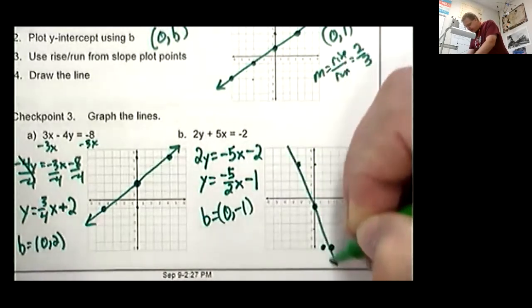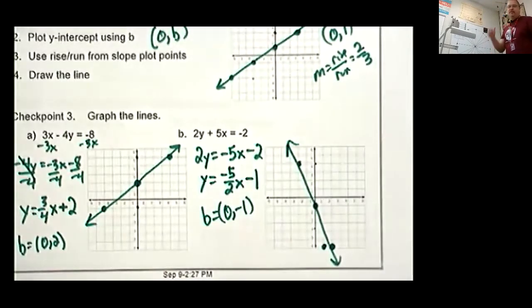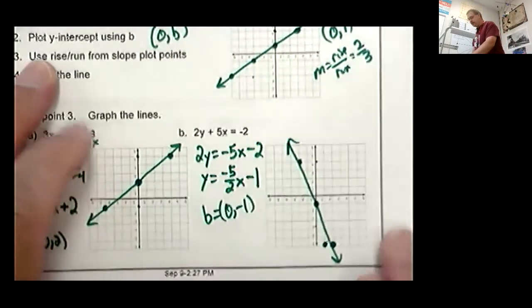And there's that equation. So graphing lines using the slope-intercept method: y-intercept first. We'll solve for y first. Find the y-intercept, and then use your slope to get points to draw the line.